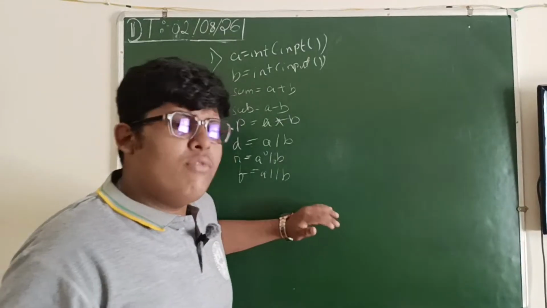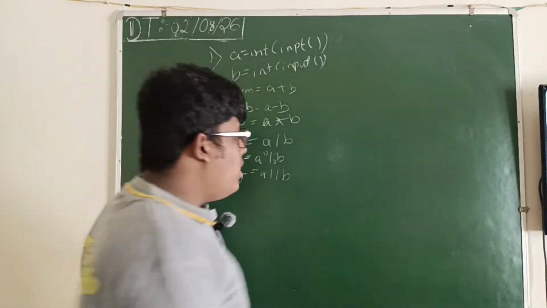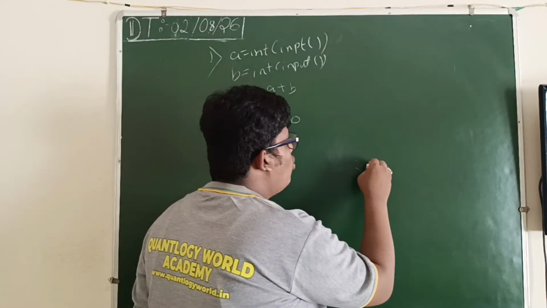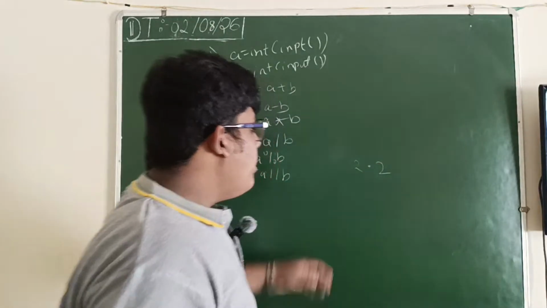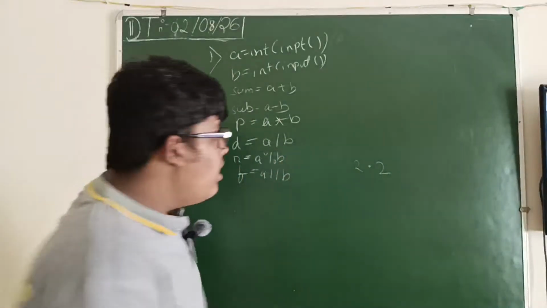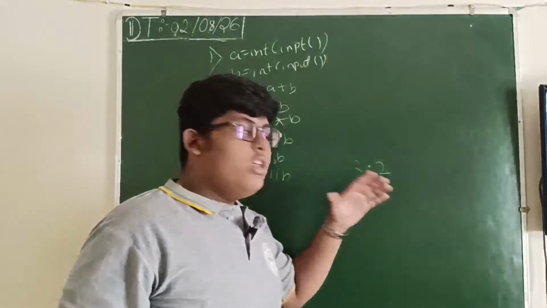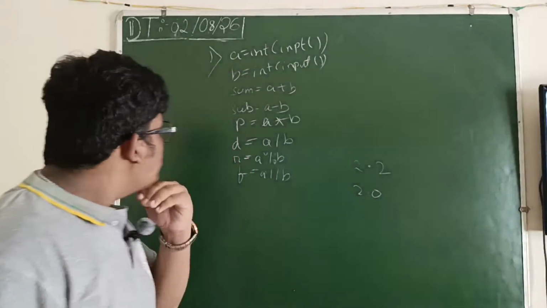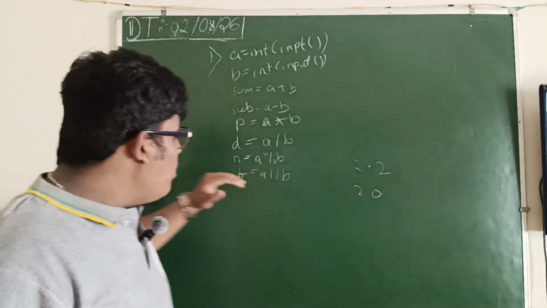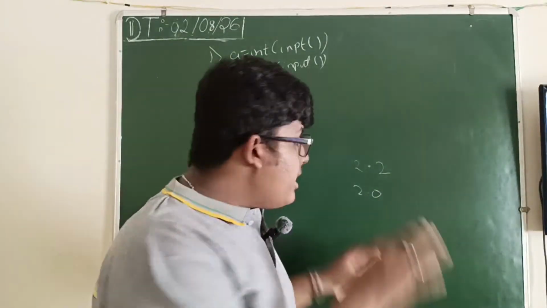What is the basic difference between division and floor division? If we get a result after division, we get a result as 2.2. This 2.2 result we get in division, but when we come to floor division, then we'll get the result as 2.0. It will round off the figure to the nearest value. So if we use a single slash, then we will get 2.2, and if we use double slash, that is floor division, then it will become 2.0. That means it rounds off.